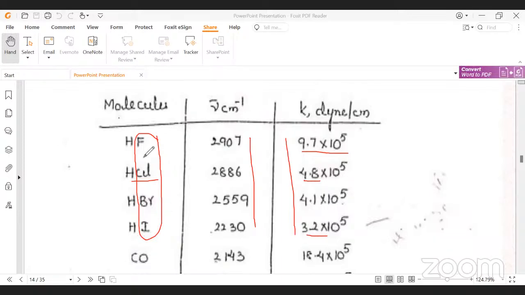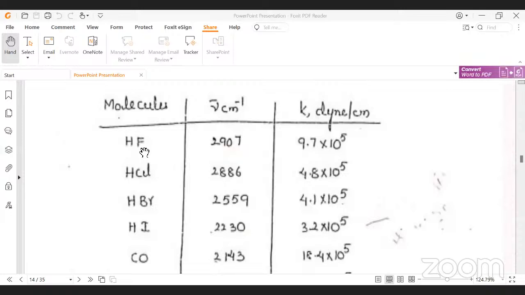If a bond is very strong, if these two bonds are very strong, the difference between these two bonds is very strong. Then K, the force constant, is also very high. It means the bond break between the hydrogen and chlorine.